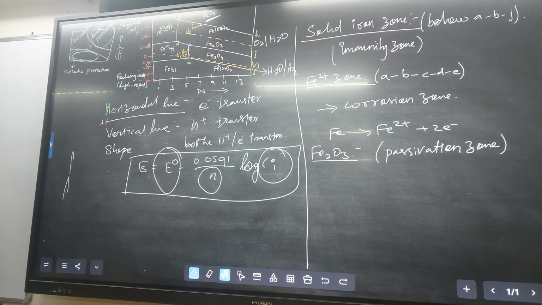The iron will be corroded in this zone, but however the corroded product, the corroded oxide film, is deposited on the surface of the metal.